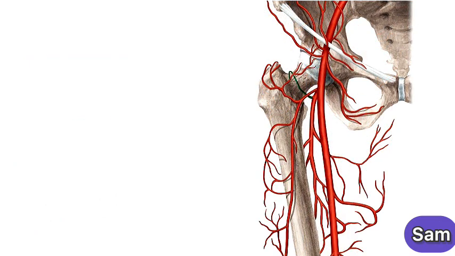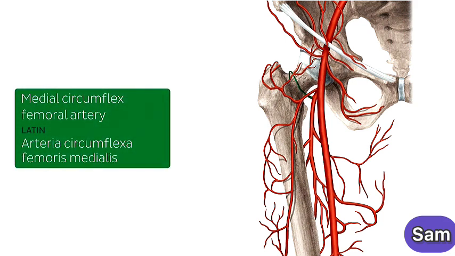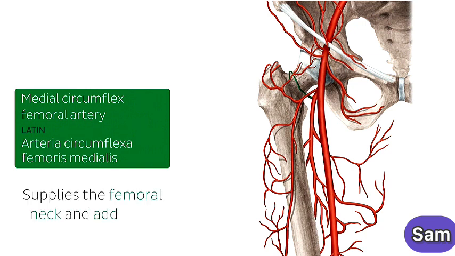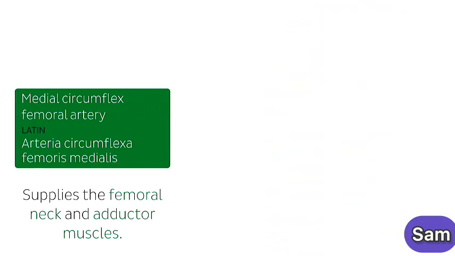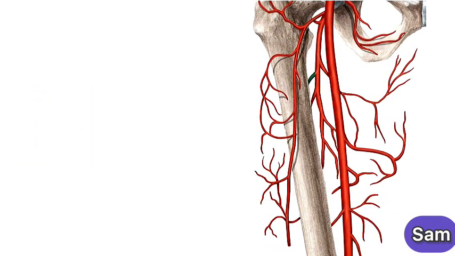Okay, let's move on to the medial circumflex femoral artery. This artery usually originates from the posteromedial aspect of the deep femoral artery, close to its origin. The medial circumflex femoral artery divides into several branches and supplies the femoral neck as well as the adductor muscles. The deep femoral artery also gives off some perforating arteries. They're called the perforating arteries because they perforate the adductor magnus muscle.